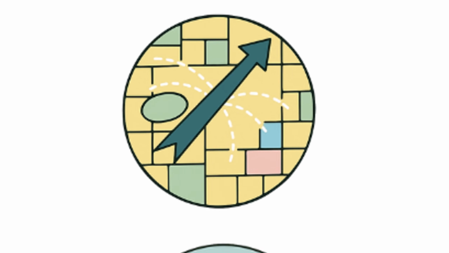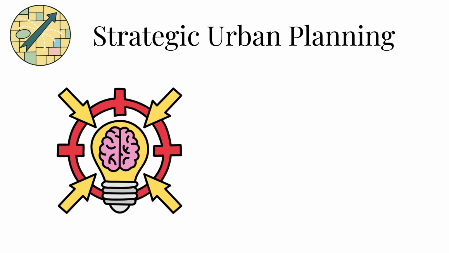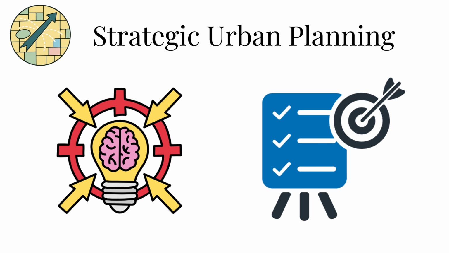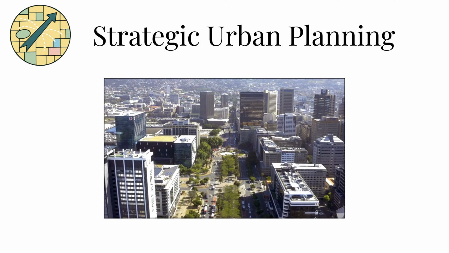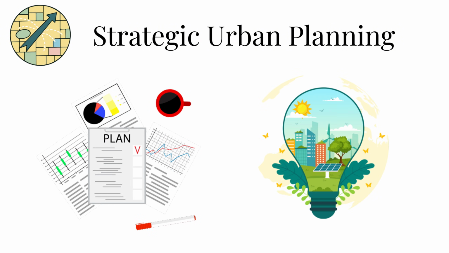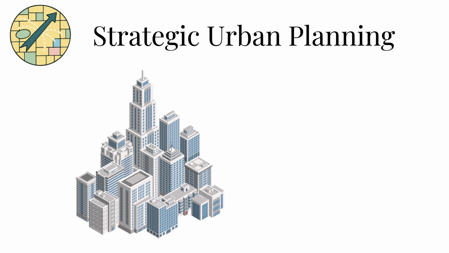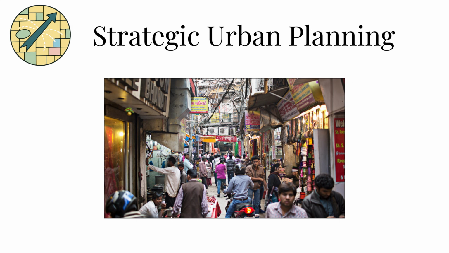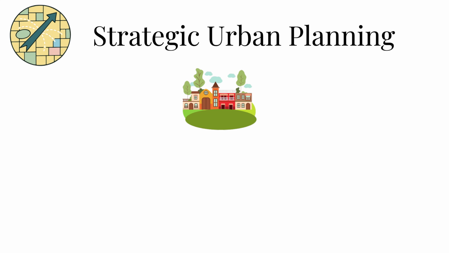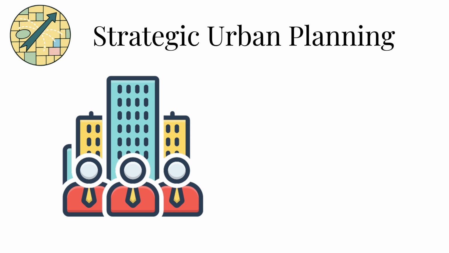Strategic urban planning. Strategic urban planning is planning with big-picture goals in mind. It focuses on setting high-level objectives for a city's future and figuring out where and how the city should grow or improve. You can think of strategic urban planning as a roadmap for a city's future. City leaders and planners start by asking, what do we want our city to be like in 10 or 20 years? They might set goals like, make it easier to get around town, or ensure every neighborhood has parks and schools. Then they create a strategic plan to achieve those goals, coordinating different city departments and projects.